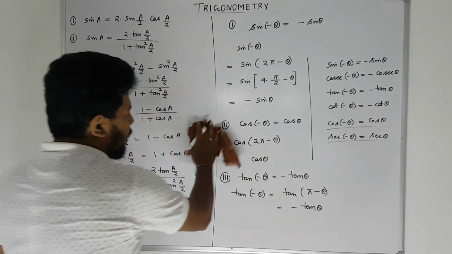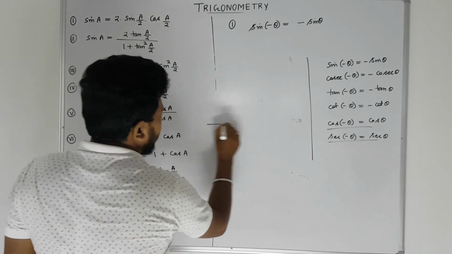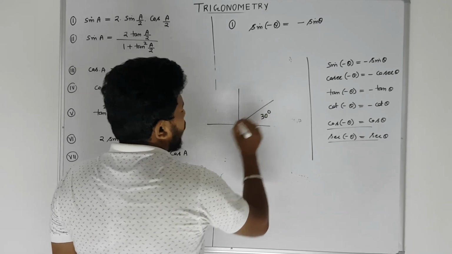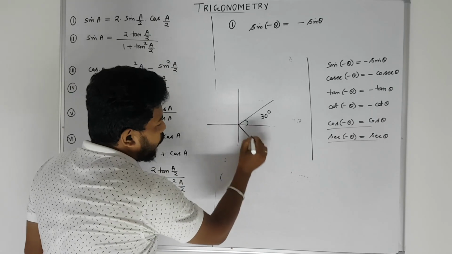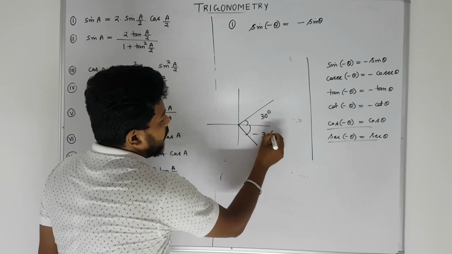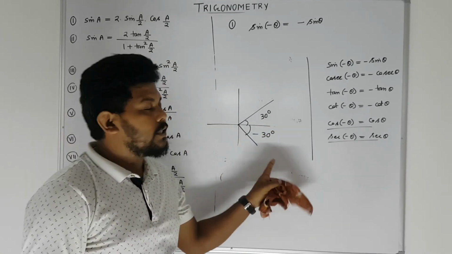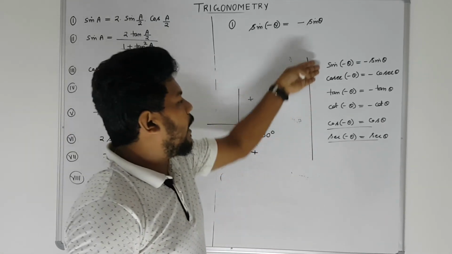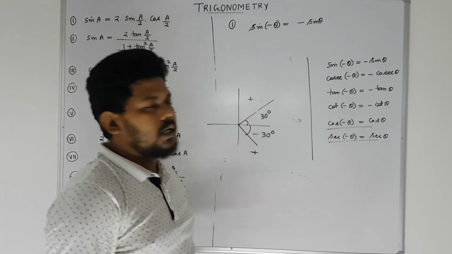So, if I draw the figure, it will be like this. In this quadrant, for the angle 30 degree, sine is positive here, but in fourth quadrant, when the angle is measured in clockwise direction, this is minus 30 degree. Now, in fourth quadrant, sine is negative, tan is negative, whereas cos is positive here and here. That's why sine, tan, cosec, cot are all negative, and sec and cos are positive.